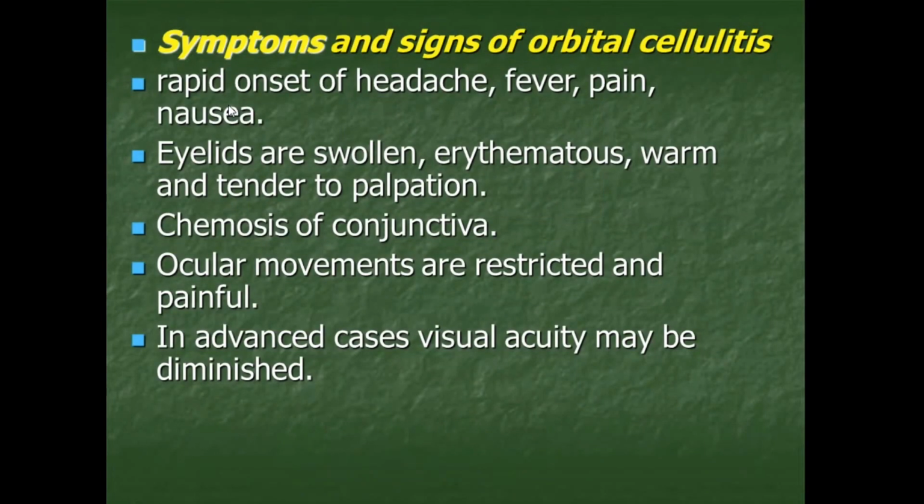As for the symptoms and signs of orbital cellulitis, the patient complains of headache, fever, pain, nausea. During examination, we see that the eyelids are swollen, erythematous, red, warm and tender to palpation. We can see chemosis of the conjunctiva. Ocular movements are restricted and painful. In advanced cases, visual acuity may be very low.